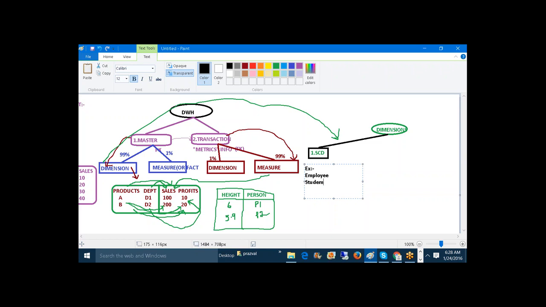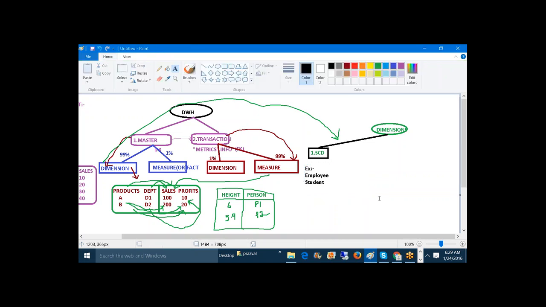If you take student, the student will do his schooling in one organization, plus two in one organization, and graduation and post graduation in some other organization. During the period of that schooling, the information will be maintained in the school, and similarly in the university. So if the data is changing over the period of time, then such a kind of dimension is known as what? Slowly changing dimension.